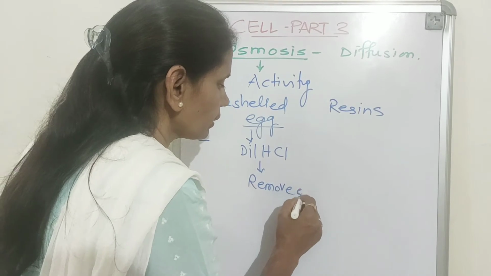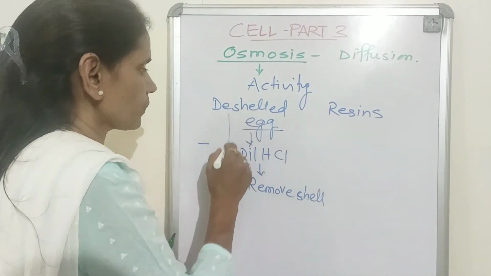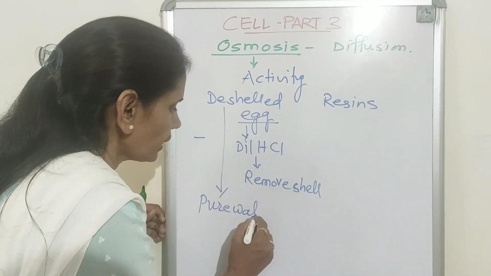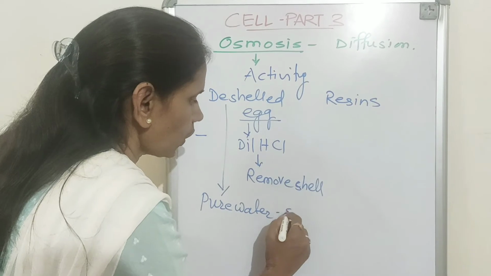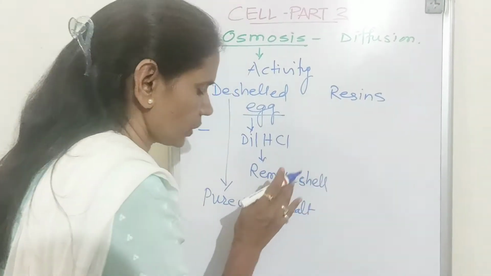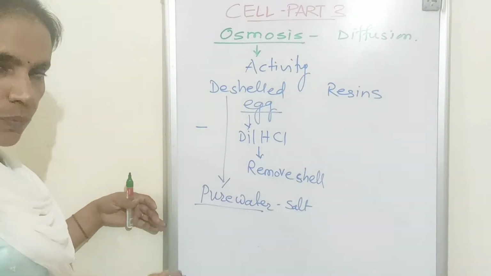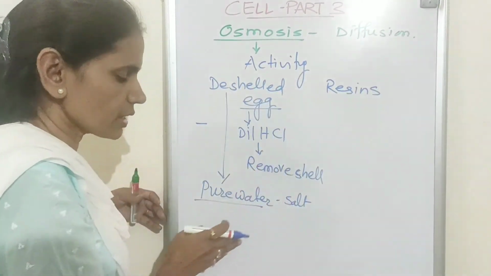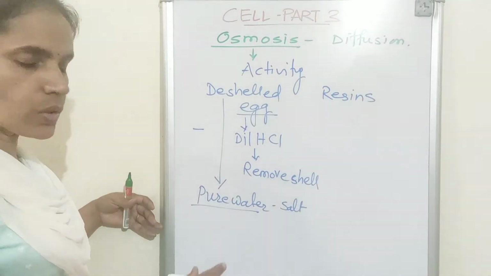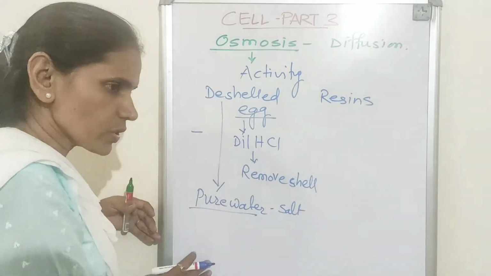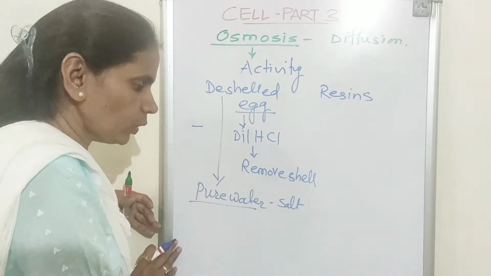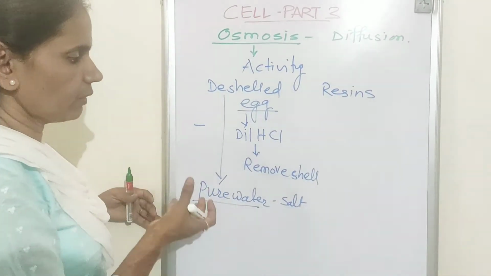Now such a deshelled egg is suspended in the first case in pure water, and in the second case in salt water, or a concentrated solution. In the first case, you will observe that when this deshelled egg is suspended, after a few minutes it will be swollen. Here, because of the process of osmosis, the water concentration outside the egg will be higher. So the water molecules will move into the egg and the egg will swell.